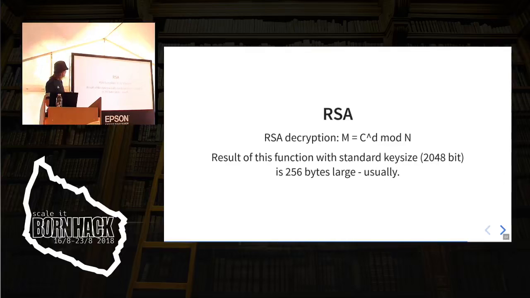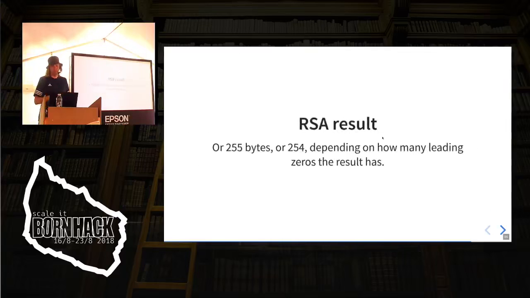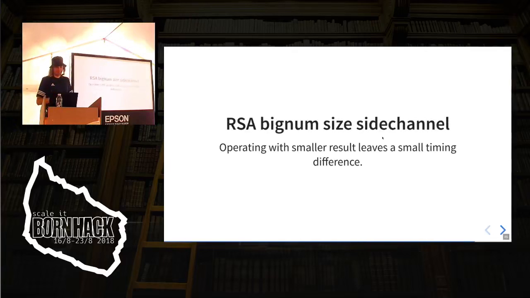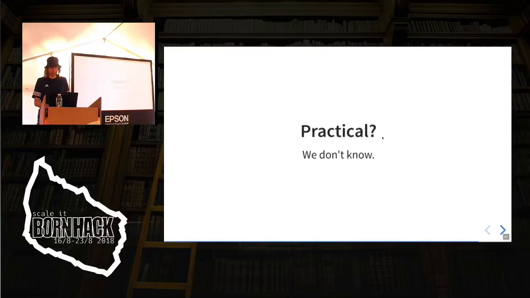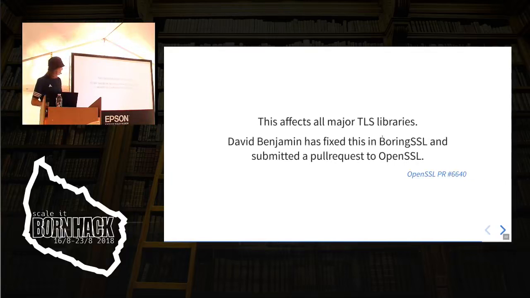So if we look back at this RSA formula, and you have a common key size like 2048-bit, then the result should be 256 bytes. But it could also be 255 bytes or 254 bytes when it starts with a 0 or with 2 zeros. And that gives you a timing signal. That basically affects all the libraries out there that you can think of. We have no idea if this is practically exploitable, but it's definitely not nice. David Benjamin from Google, a major developer at BoringSSL, is now testing a fix, and has also submitted a pull request to OpenSSL, so maybe it will be fixed at least there.